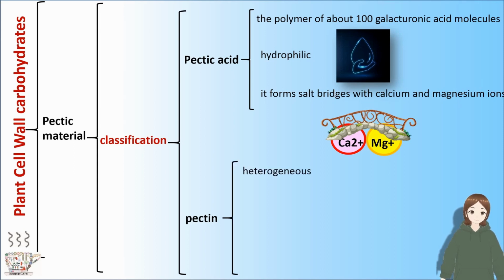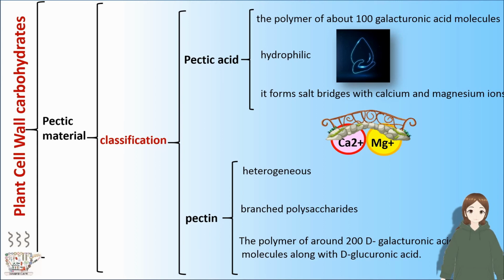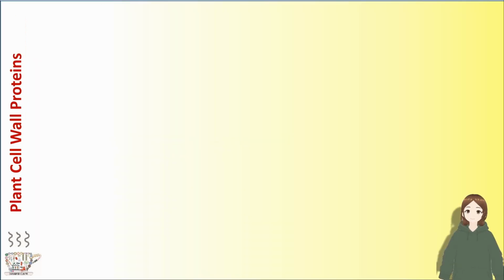Pectin. It's a heterogeneous and branched polysaccharide. It's a polymer of around 200 D-galacturonic acid molecules along with the glucuronic acid. Plant cell wall proteins.